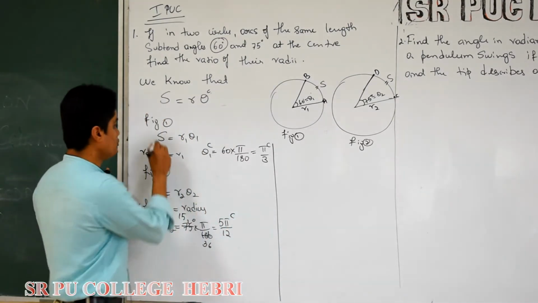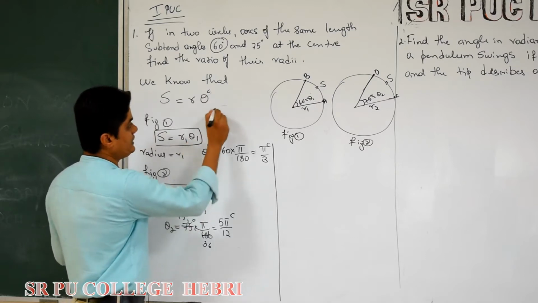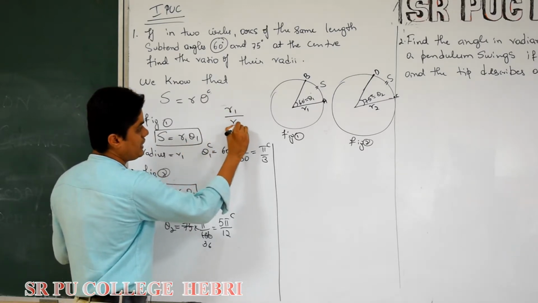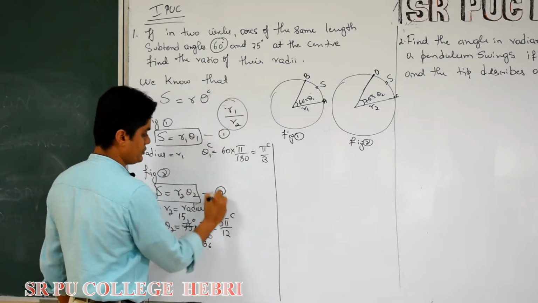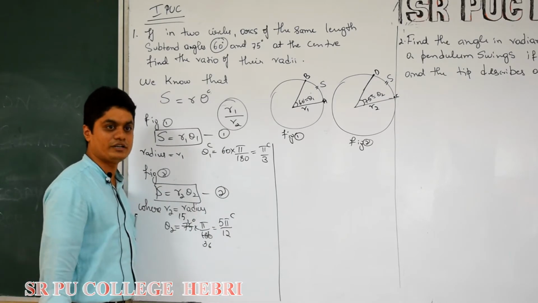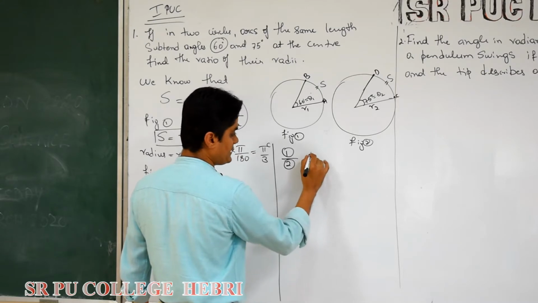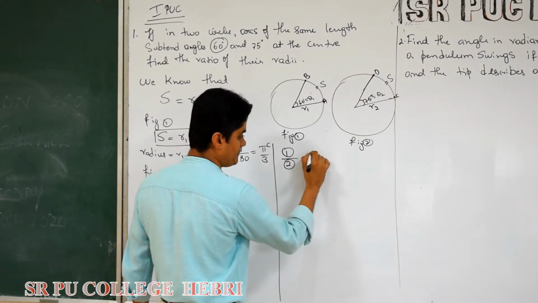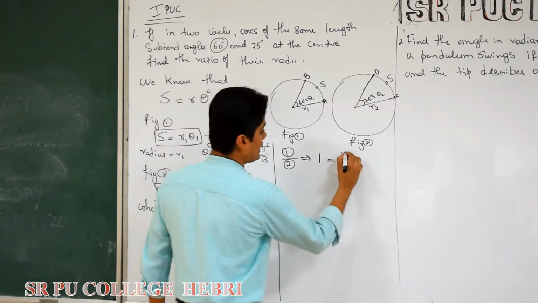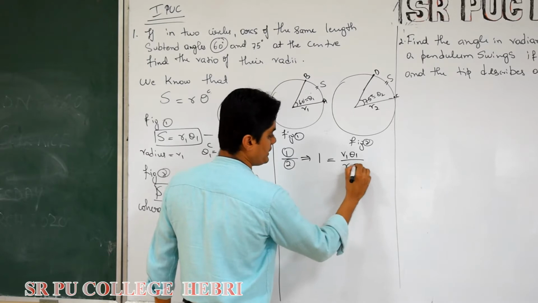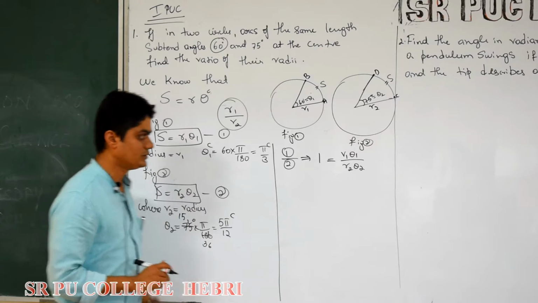Next, use these formulas. S is equal to R1 theta 1, S is equal to R2 theta 2. What is asked? We have to find R1 by R2. How to get this from these two? If I name this as equation 1, this is equation 2. How to get R1 by R2 from 1 and 2? Divide 1 by 2. Right? So the left hand side will be S by S, which is equal to 1. The right hand side is R1 theta 1 by R2 theta 2. Correct?